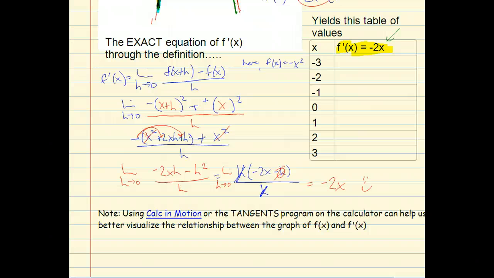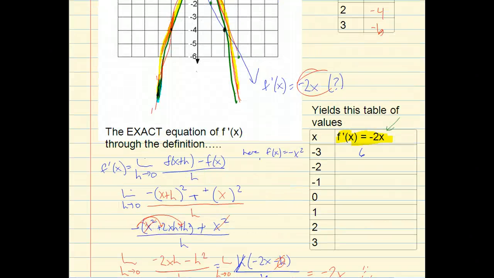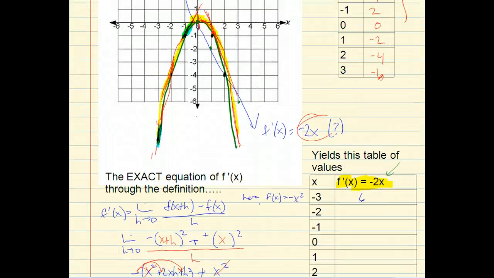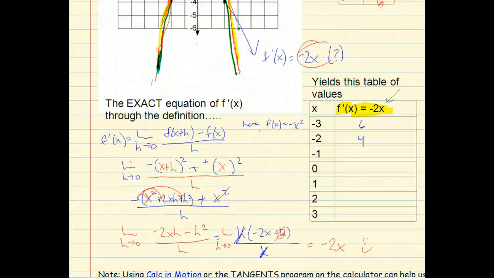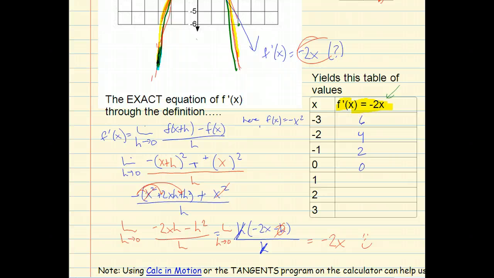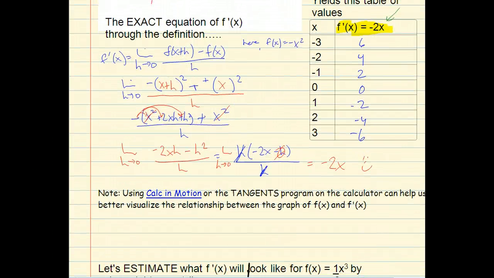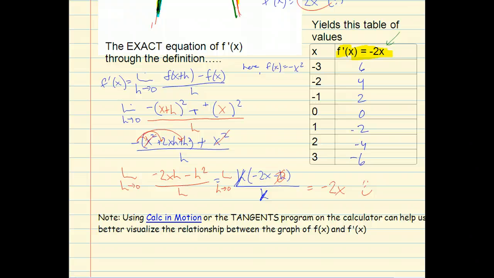So it's a function. So if I plug my values into my function, when x equals negative 3, I get negative, or let's try positive 6. So yeah, we saw that on our graph. When x equals negative 3, the rate of change is very high. It's a steep tangent line. Right? If I plug in negative 2, I get 4. I'm going to basically get the same exact table as I got over here. We get 2, we get 0, we get negative 2, negative 4, and negative 6. Aha! So now this is hopefully making some sense.